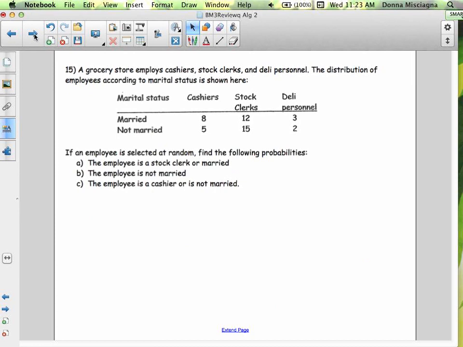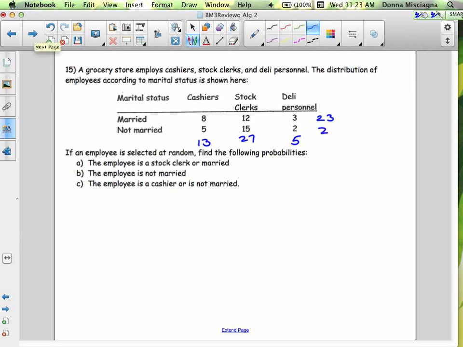A grocery store employs cashiers, stock clerks, and deli personnel. The distribution of employees according to marital status is shown here. Right? So we should always find, when you have a table, make sure you find the totals for everything. So there are 13 cashiers, there are 27 stock clerks, there are 5 deli, and then going across there are 23 people that are married, and then there are 22 people that are not married. And that gives a total of 55.